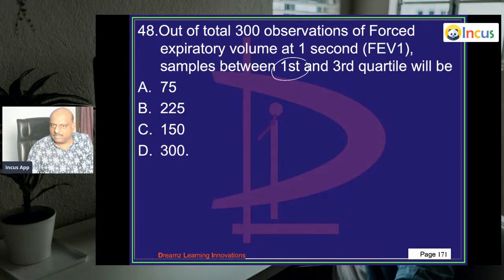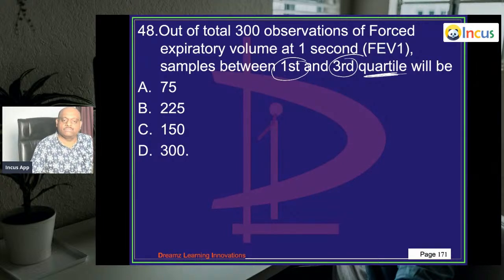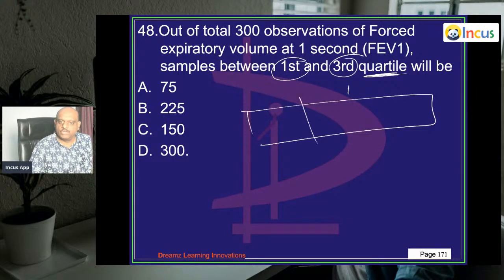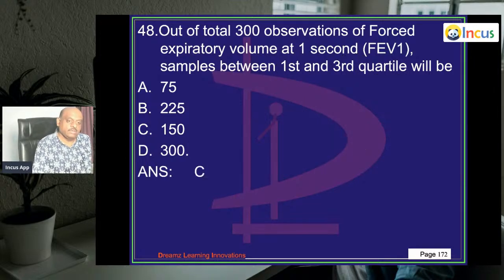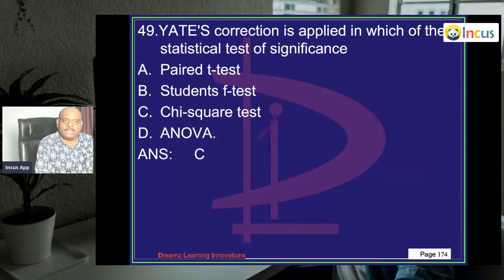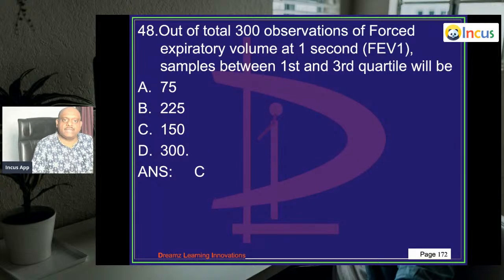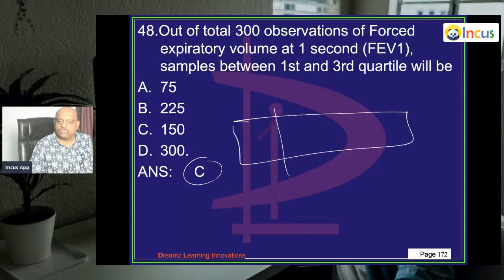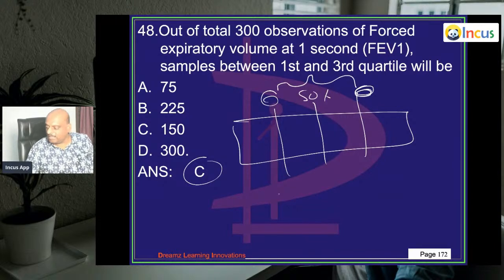Between first and third quartile, so you have divided the data into first quartile, second quartile, third quartile. So typically, in 300 observations, how many observations will be there? Between first quartile and third quartile, 50% of the data remains. So totally 300, 300 by 50% is how much?